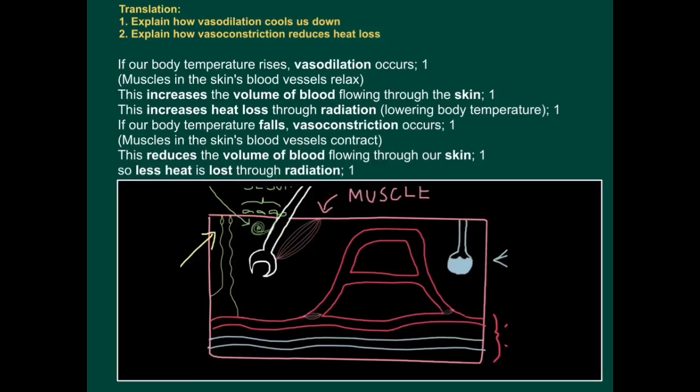radiation. So just a quick recap, vasodilation means blood flows to the surface of the skin, a greater volume of blood that is, and that increases heat loss through radiation. That's why if we're hot, our skin appears redder in colour because there's more blood flowing through the skin. If our body temperature falls, vasoconstriction occurs, and that reduces the volume of blood flowing through our skin. In other words, it flows deeper down. That's why your skin can look pale when you're cold. This reduces the volume of blood, and so less heat is lost through radiation.